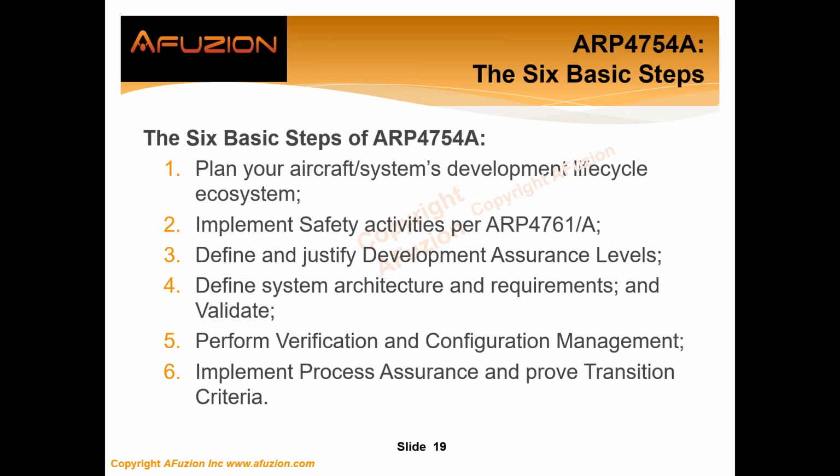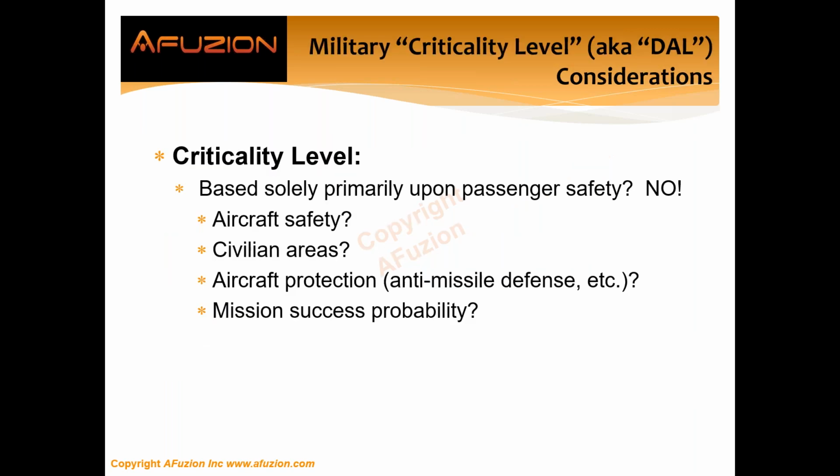So then define system architecture requirements, then validate those requirements. Perform V&V, CM, but V&V at the white box level. Finally, implement process assurance and prove transition criteria, proving that your gates, your entry exits are all recorded and according to your plans. Now, military criticality level, this is different than civil, even though we use civil standards.